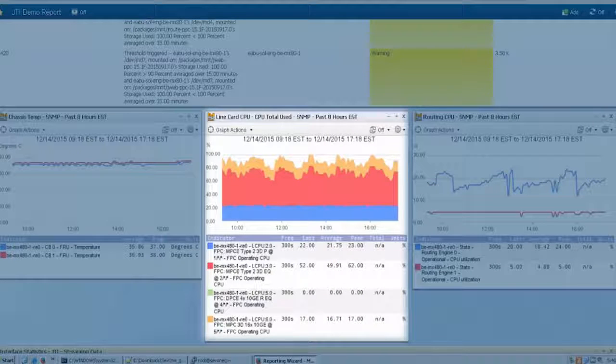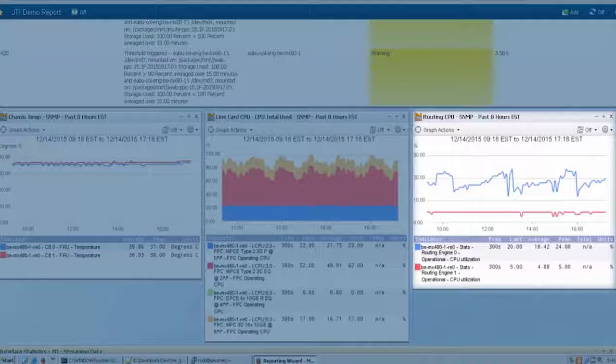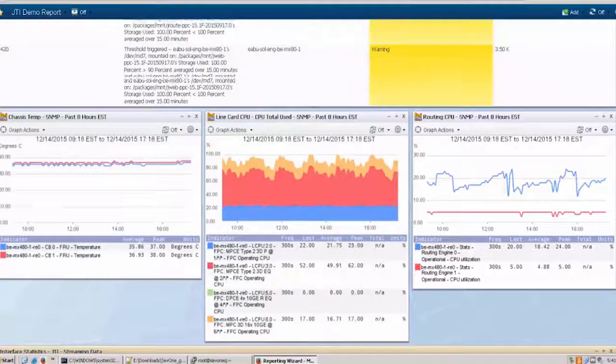We also have the stack graph of the line card interfaces. And lastly, we're measuring the core router CPUs as well. So we get a good picture of the performance of the router as it's running in near real time.